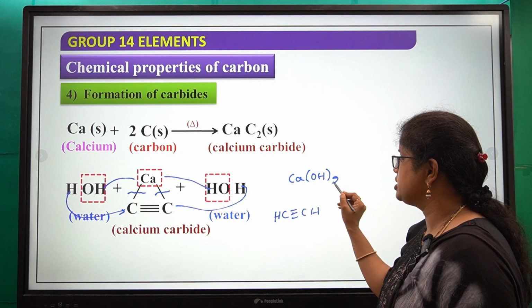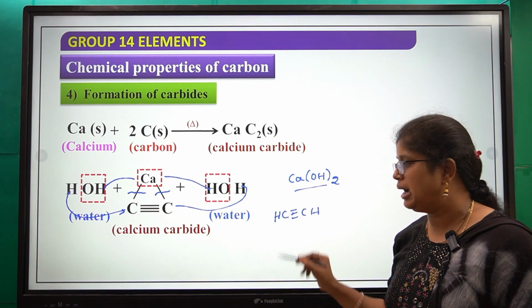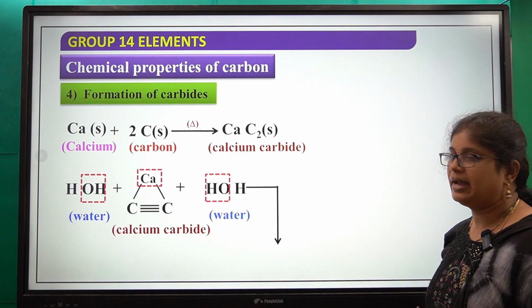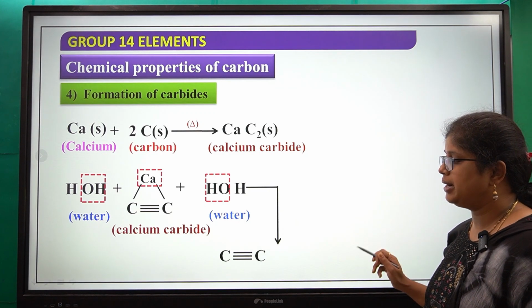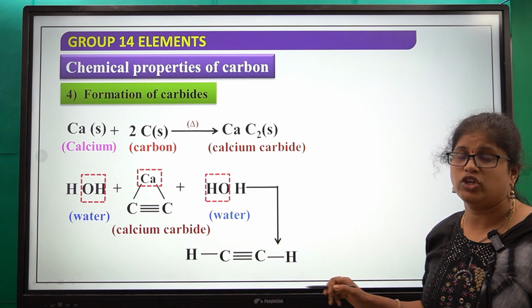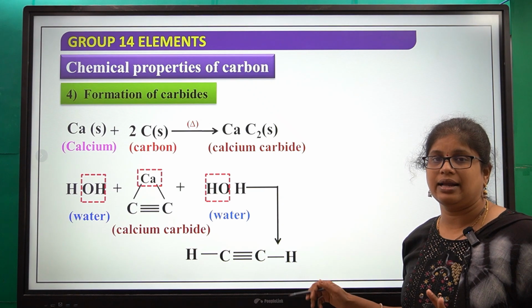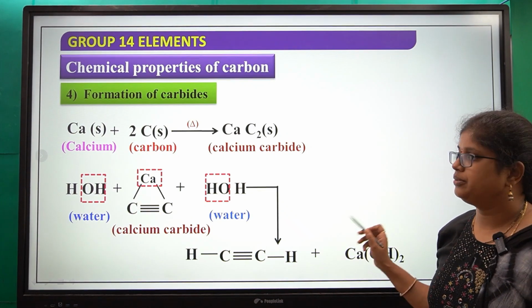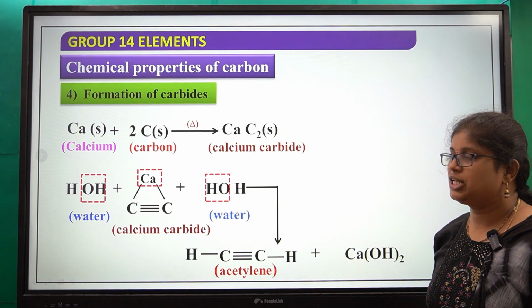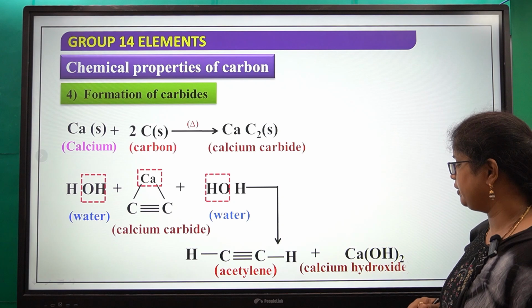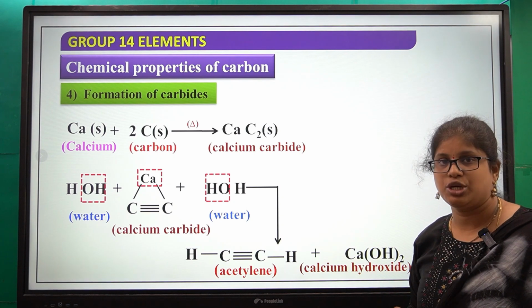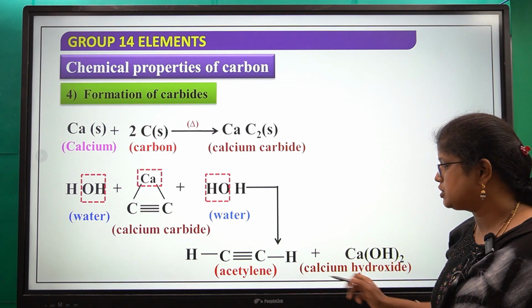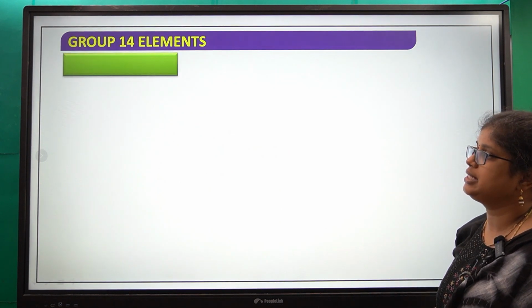Calcium hydroxide is taken twice. This is the calcium hydroxide and this is acetylene. On hydrolysis, calcium carbide gives acetylene. What is the name of this compound? Acetylene is also called ethine. It gives calcium hydroxide. So calcium on heating with carbon gives calcium carbide. This calcium carbide on hydrolysis gives calcium hydroxide and acetylene.